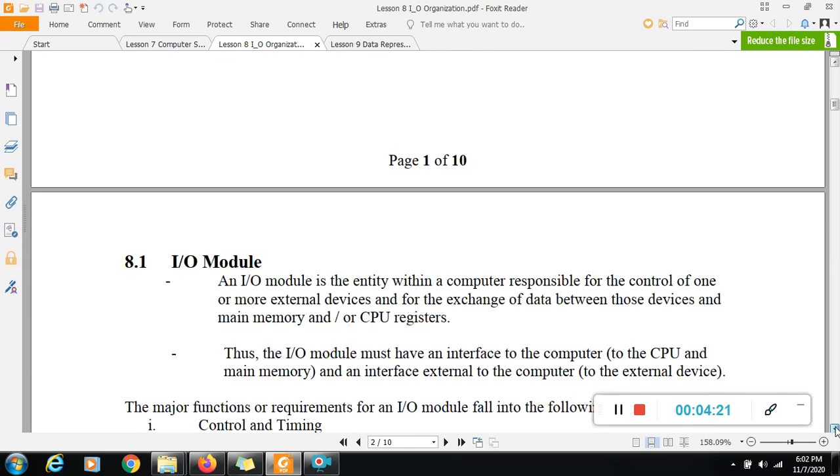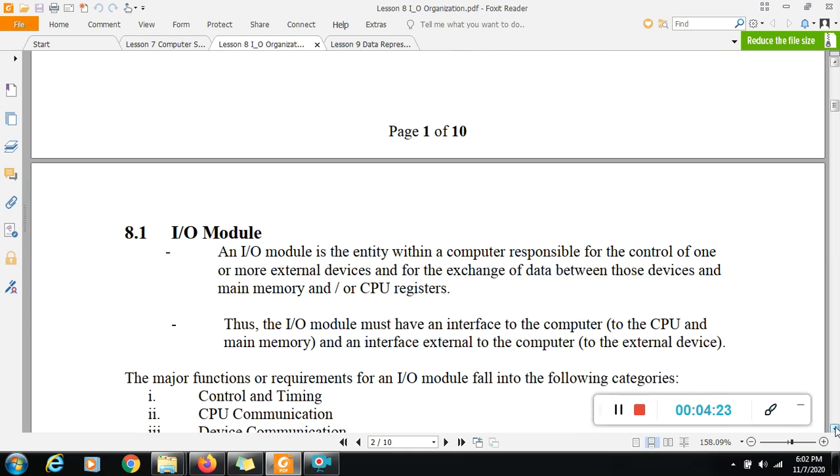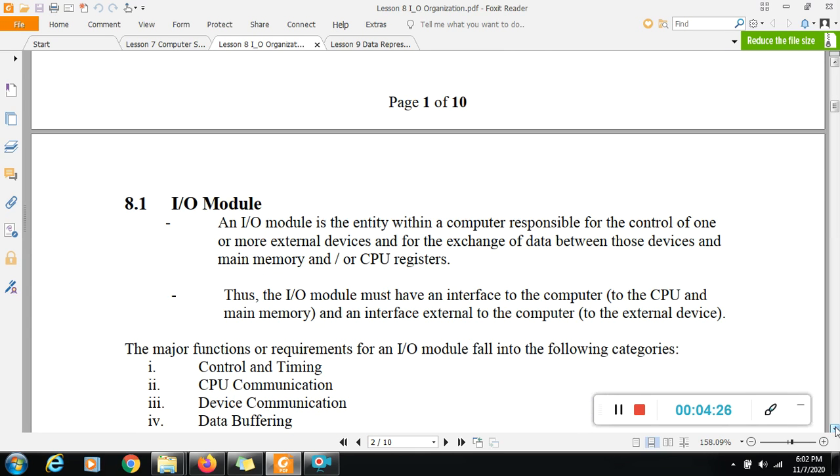An input-output module is the entity within the computer responsible for control of one or more external devices. And we have seen that, and for the exchange of data between those devices, main memory or the CPU registers. Thus, the input-output module must have an interface to the computer, that is to the CPU or to the main memory, and an interface external to the computer, that is to the external device. We talk of ports, USB, whatever.